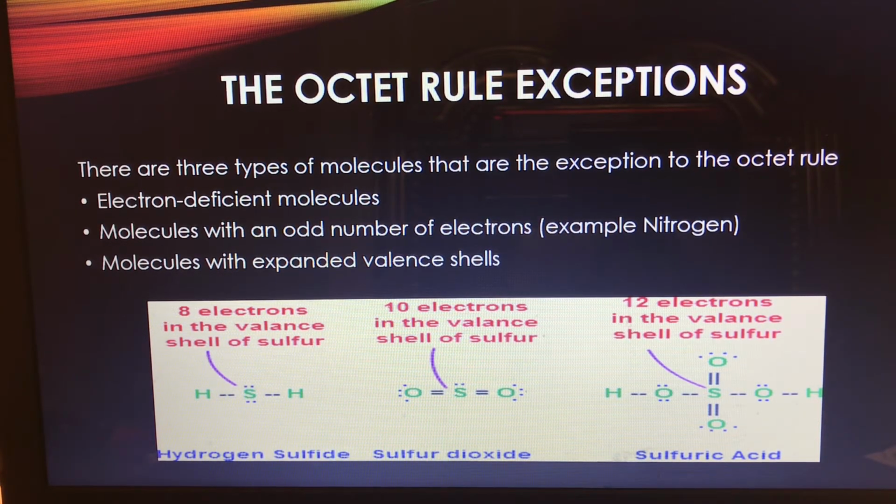Molecules with an odd number of electrons, for example nitrogen, which has 5 valence electrons. Another important exception is the expanded octet. An expanded octet is when an atom has more than 8 electrons surrounding it. These are found in period 3 and higher elements because they have d orbitals. An example would be sulfuric acid.